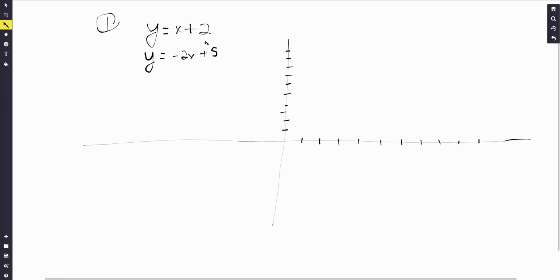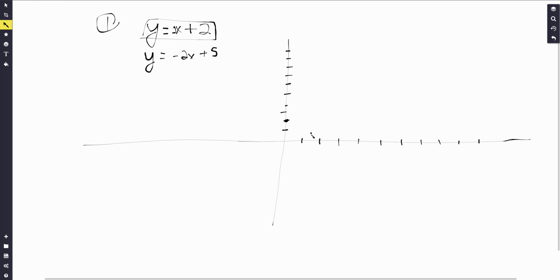Okay, so let's first graph y is equal to x plus 2. Again, let's find the slope. We know the slope is 1 because there's an imaginary 1 here, and we know the y-intercept is 0 comma positive 2, because if we plug in 0 for x, we get positive 2. So let's graph that. It would be right here: 0 is x and 2 is y.